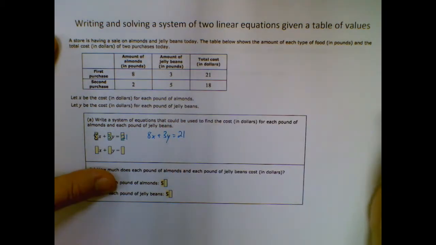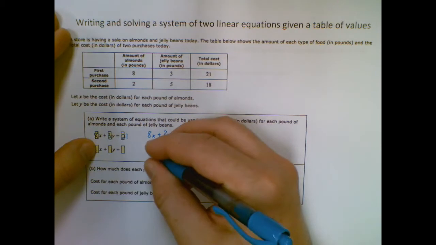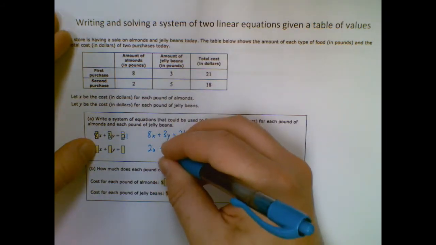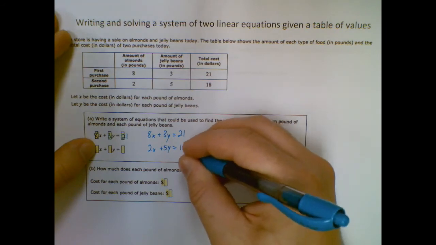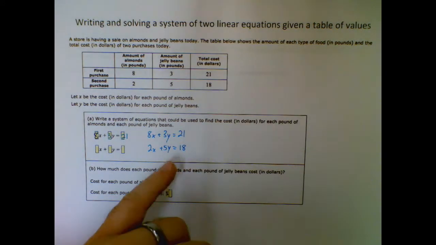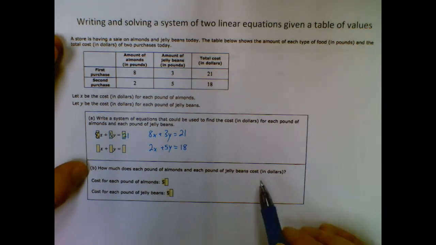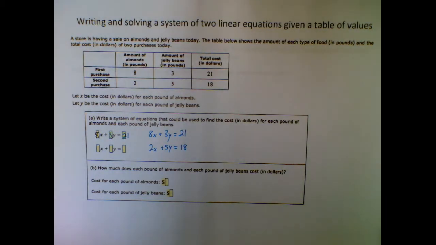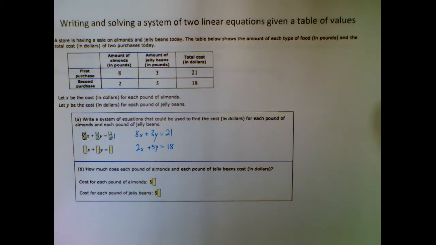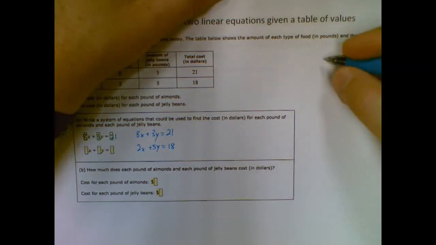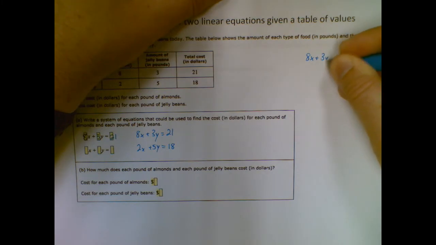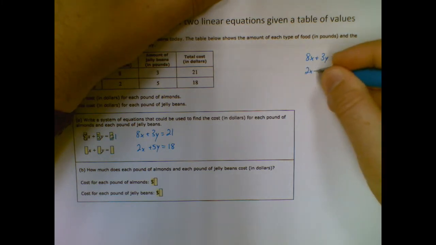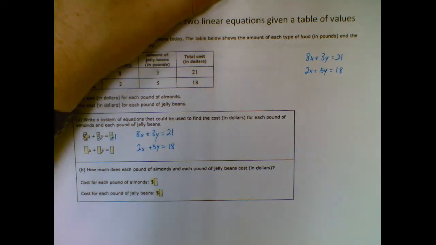And then my second one would be 2x, because that's almonds, plus 5y equals 18. Now that we have our system, how much does it cost for each pound? That's where we're going to solve our system. There are a couple ways you can do this. I'm going to go with elimination on this one. So I have 8x plus 3y equals 21 and 2x plus 5y equals 18 as the system I'm working with.